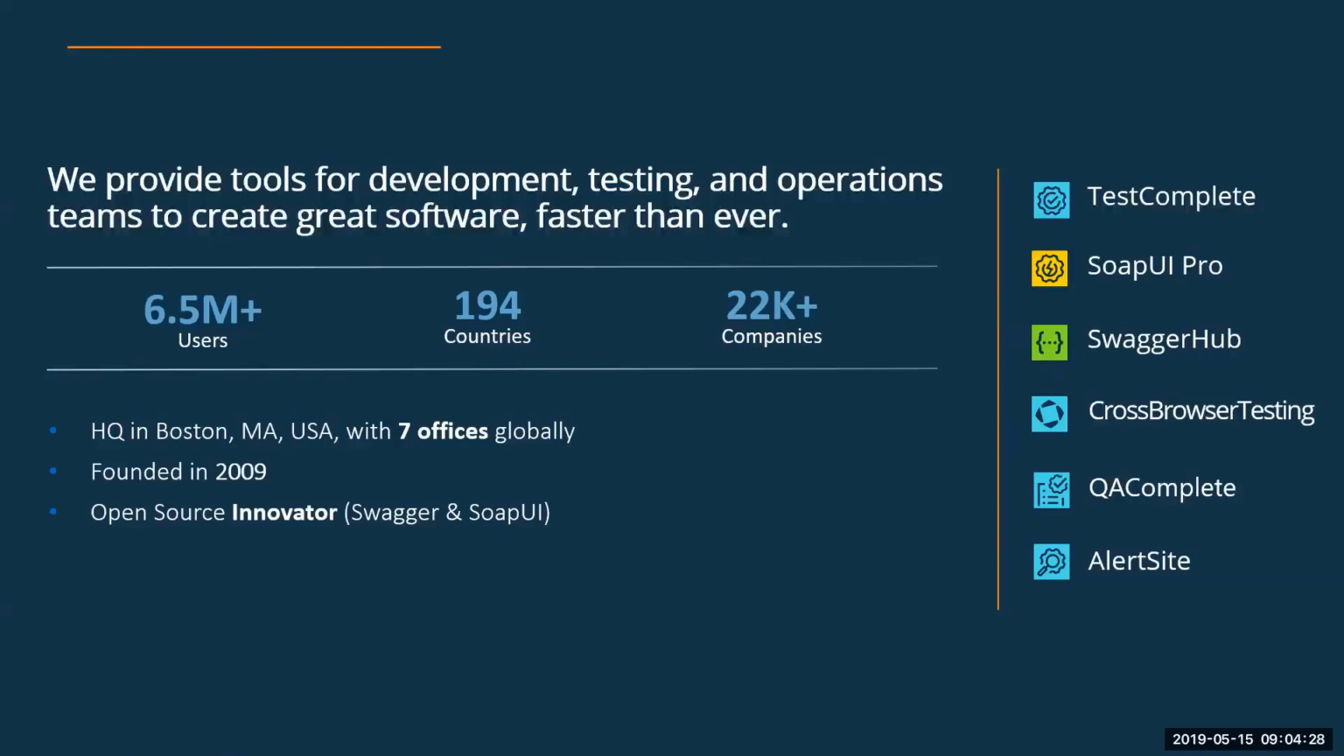For anyone who hasn't heard of any of our tools before, we're probably best known for SoapUI, our open source API functional testing tool, or you might have heard of the Swagger specification and some of the Swagger open source tools as well. There are some more of our tools on the right hand side there, but as you can see from those lovely numbers, we've got a lot of users. We are working in a lot of different countries and with a lot of different companies.